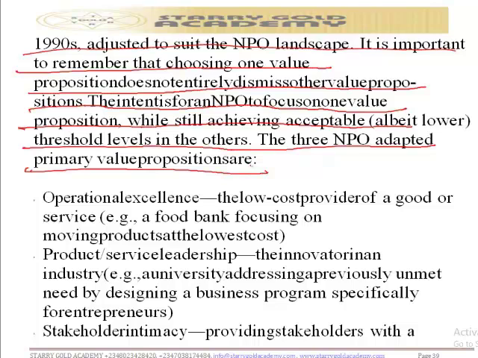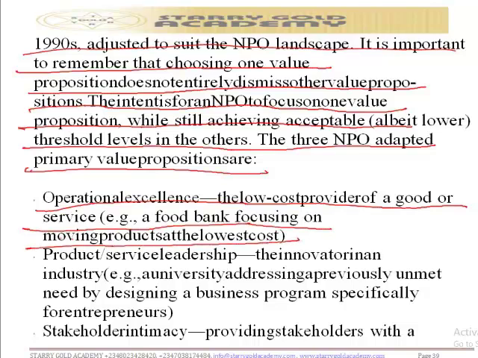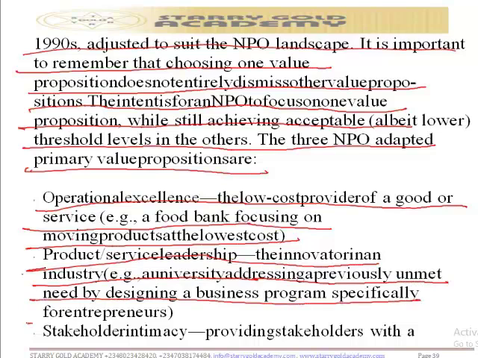So number one of the value proposition that an NPO can decide to take is operational excellence. So the low cost provider of a good or services, that is, e.g., a food bank focusing on moving products at the lowest cost. They can also say that they want to go into product or service leadership. That is, they want to be an innovator in an industry. They want to be, e.g., a university that is addressing a previously unmet need by designing a business program specifically for entrepreneurs. So this is a need that has not been met.